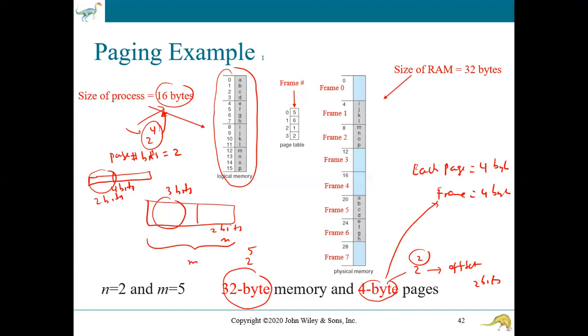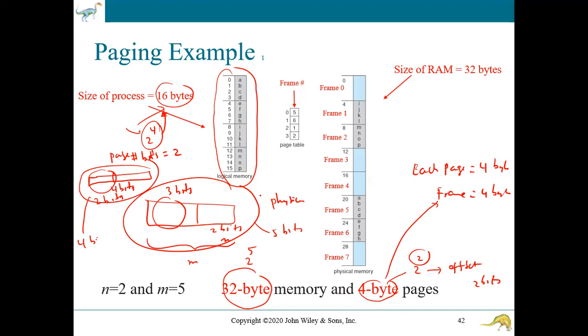So you take the page number, go to the page table, take the frame number, and put it into this location. This is the physical address. This is the logical address. Logical requires 4 bits. The physical requires 5 bits. You clearly understood, right?